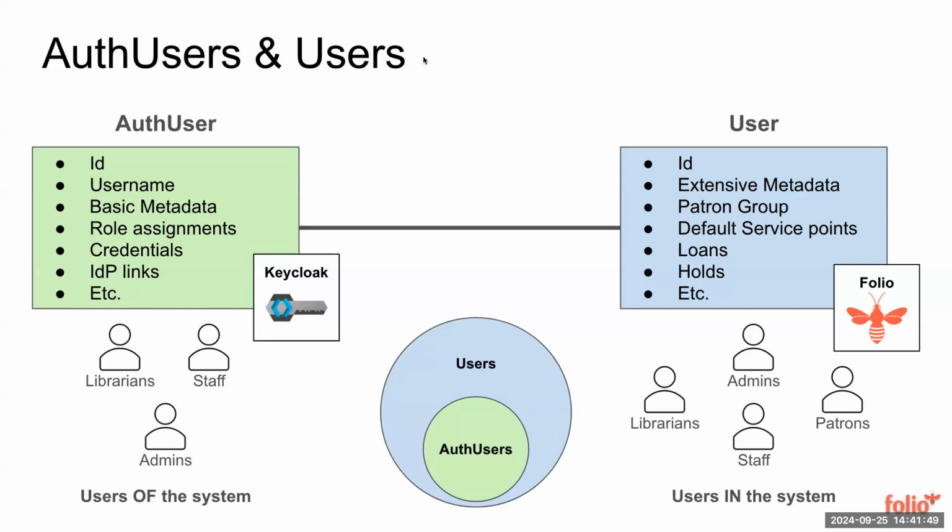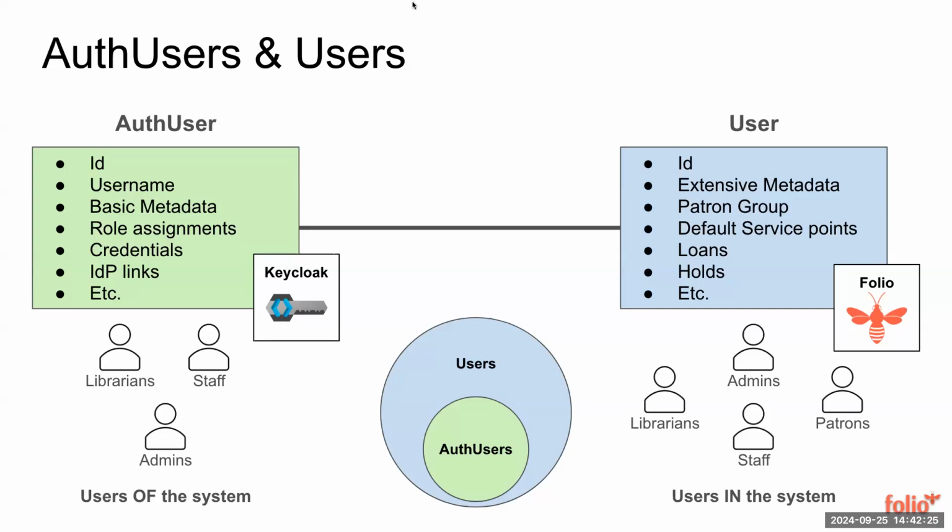Basically, the information in Keycloak, the auth user records, is all about users of the system. So people that log in and actually use Folio. So that's why they need a presence in Keycloak, which is performing the authentication and authorization flows, right? So that's like librarians, staff, and administrators. The information stored there: an ID, a username, some basic metadata, maybe an email address. This is where role assignments are stored, credentials, identity provider links, that sort of stuff. Anything that's auth related is stored in Keycloak.